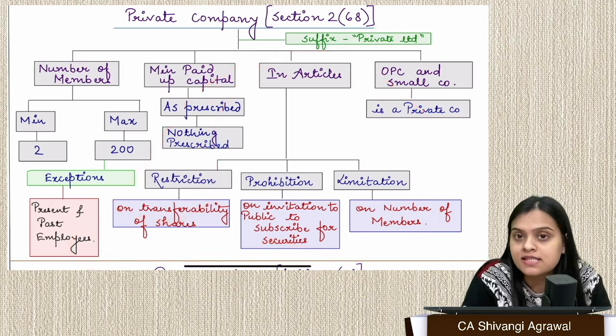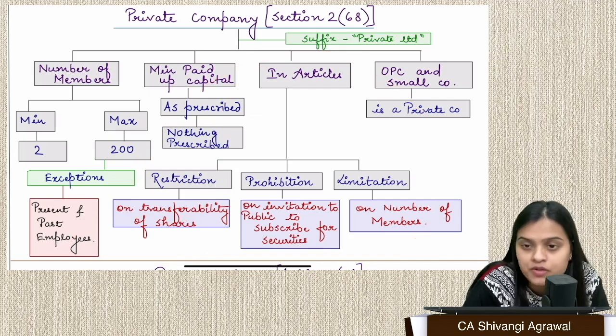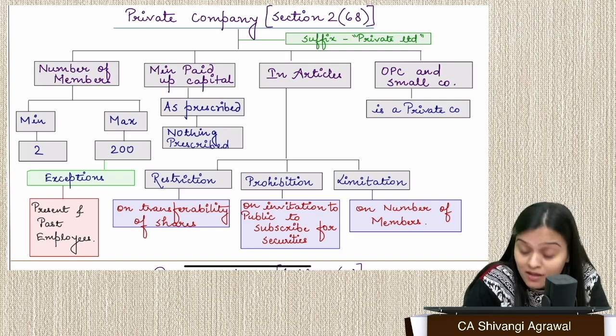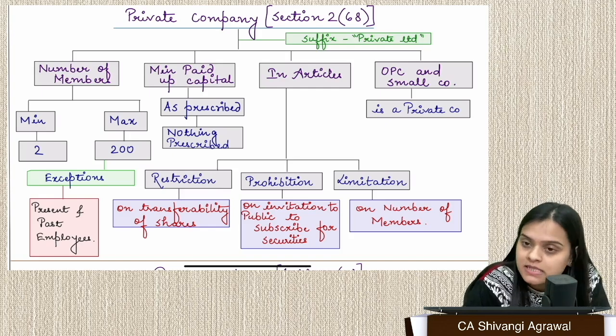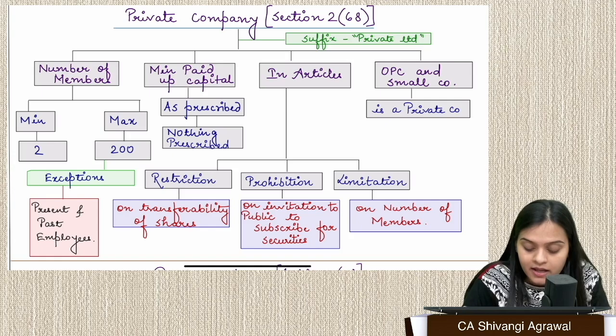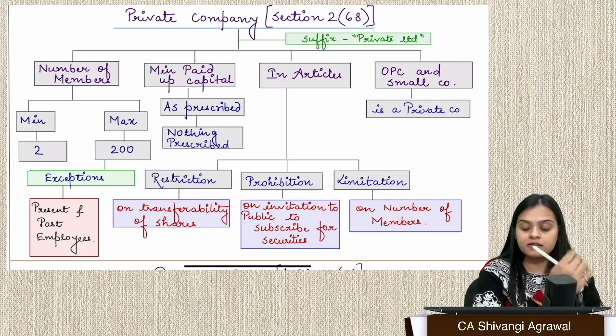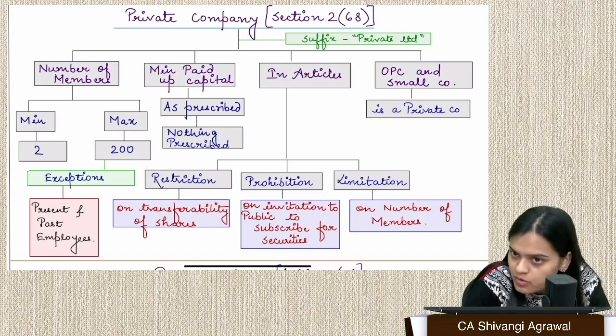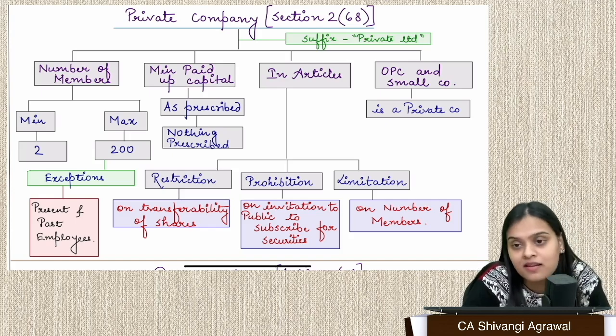Now, the most important thing in this definition is this part. So, in the articles of association of every private company, there will be a restriction on transferability of shares. That means shares can be transferred but not freely. There is a prohibition. Prohibition on what? Prohibition on invitation to public. So they cannot invite public to subscribe to its securities. You can never make a public offer. And third is limitation, as I already told you, right? Every private company has to add a suffix, like private limited, of course. And OPC and small companies are also a kind of private company only. OPC is also a private company, and small company, which we look at, they are also a private company.